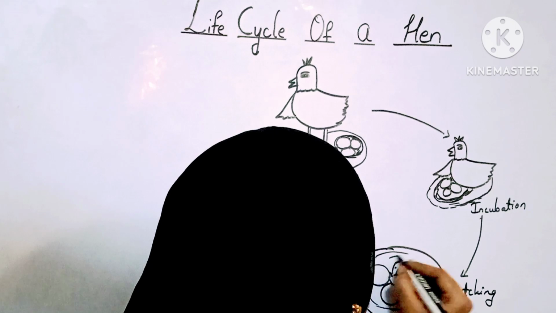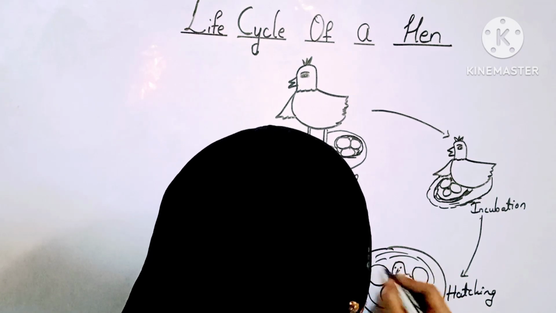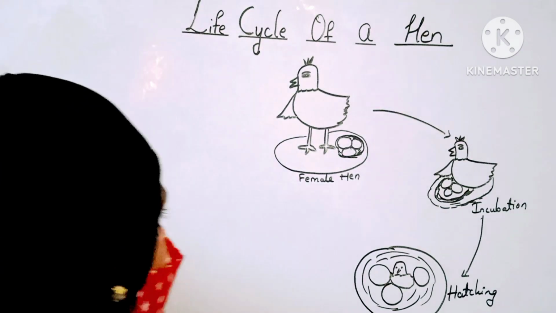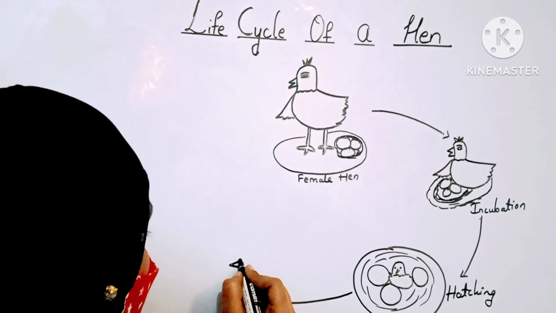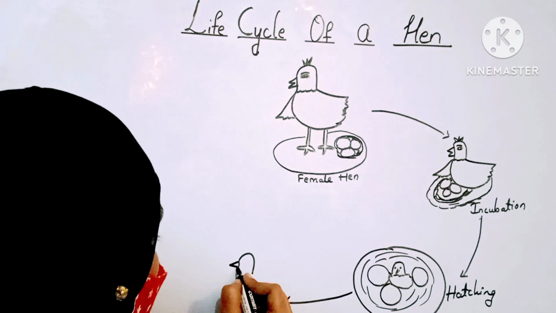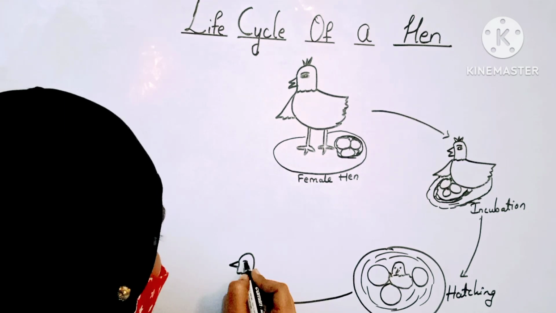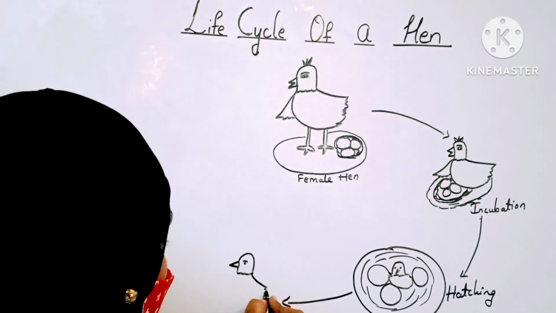After incubation, they are breaking out the eggshell, so they are developed inside the eggshell. They need to come out of the eggshell, isn't it? Now after the hatching process, there is a young chick.